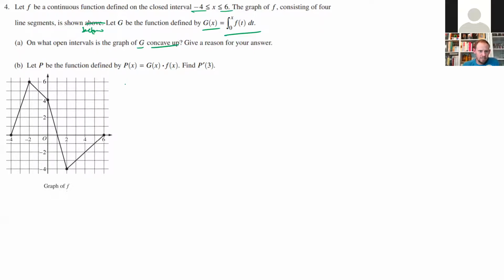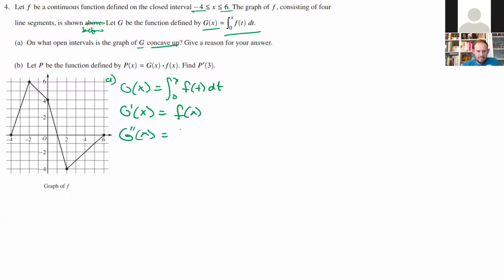Give a reason. So g of x, this is part A, equals the integral from 0 to x of f of t dt. Concavity is the second derivative, so I'm going to take 2 derivatives. So g prime would just be f of x, right? Derivative of the integral just gives you that. So g double prime is f prime of x. So g double prime is greater than 0. That's when g of x is concave up.